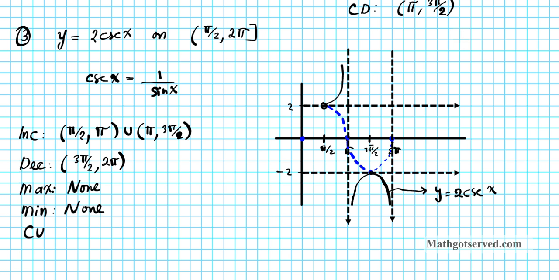Or how about concavity? Where is it concave up? We have a partial u facing up here, so it's concave up from pi over 2 all the way to pi. And it's concave down on the other interval, which is from pi to 2 pi. All right? So that's that.